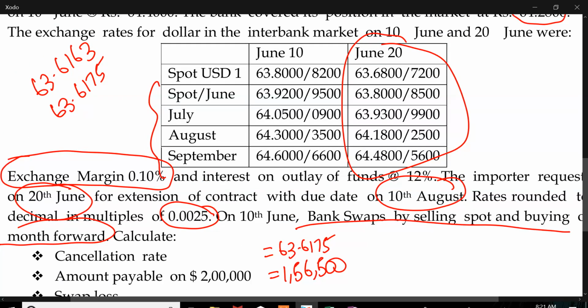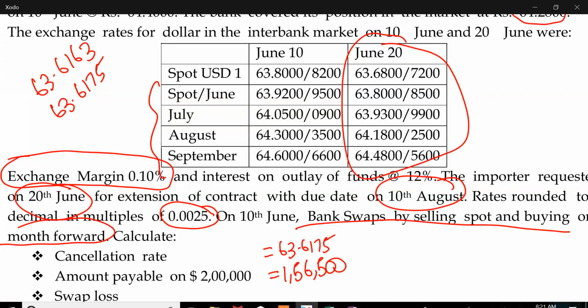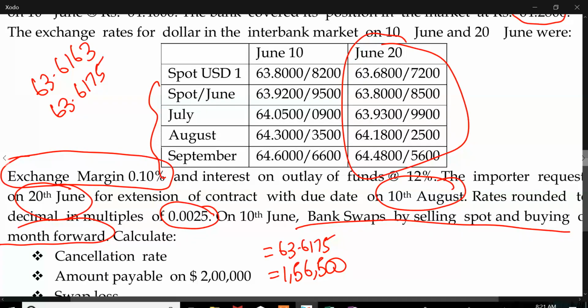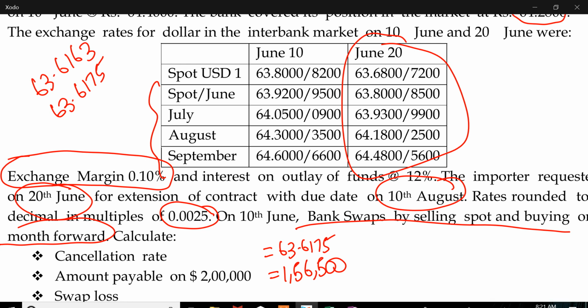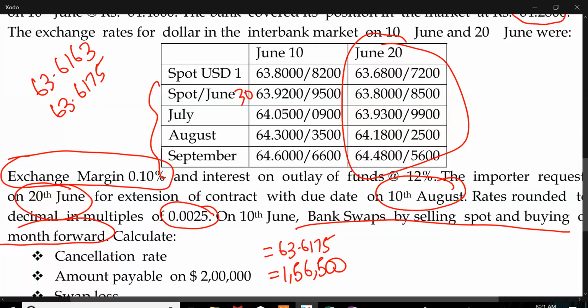Okay. Now I'm going to shift to the swap loss part and the other parts. Any doubts on this? Now listen, the problem I technically have in this issue is that they've said spot USD1 and they've said spot June. There can't be two spot rates. My ideal understanding is this could be the June 30 rate, or could be a rate which is of no use.